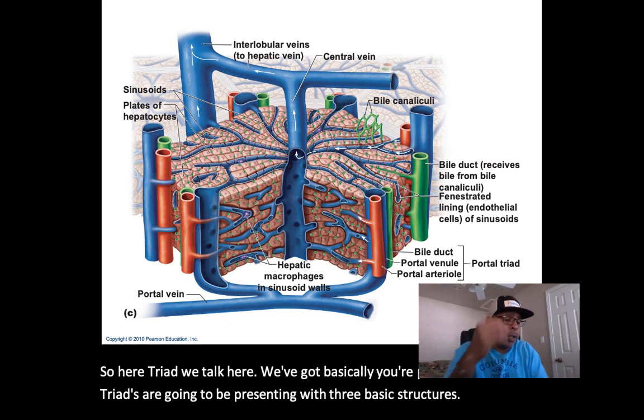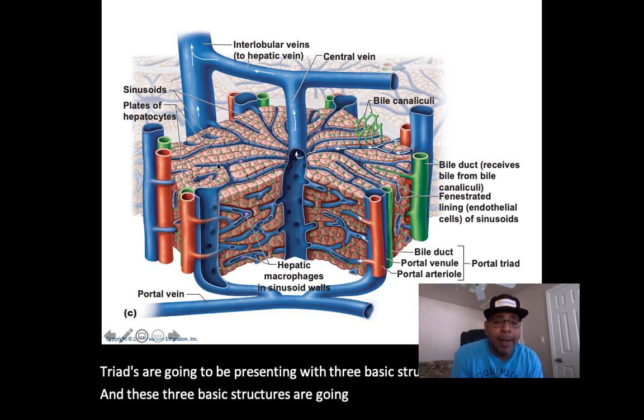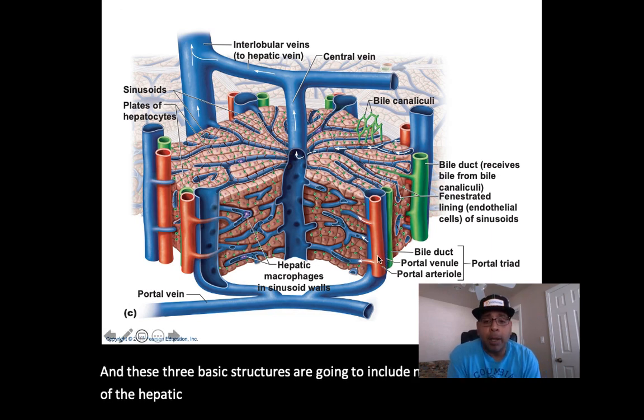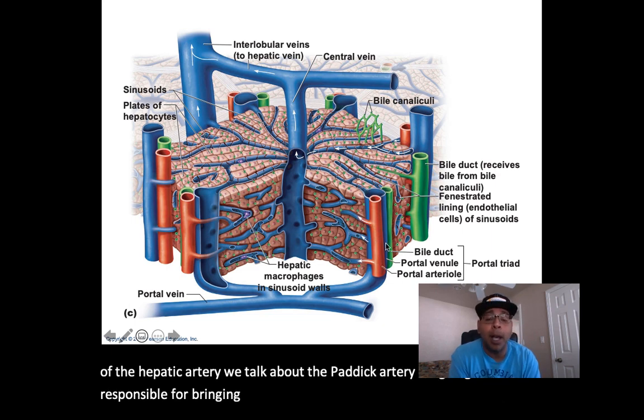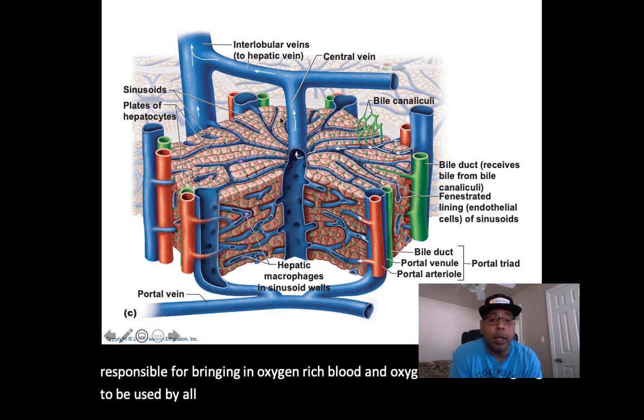And these three basic structures are going to include, number one, a branch of the hepatic artery. When we talk about the hepatic artery, it's going to be responsible for bringing in oxygen-rich blood. And that oxygen-rich blood is going to be used by all these hepatocytes so they can perform their functions.